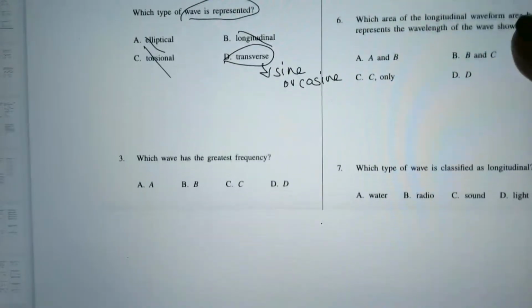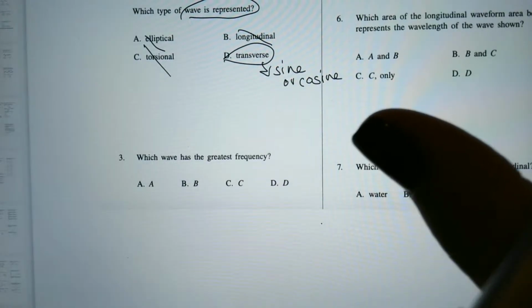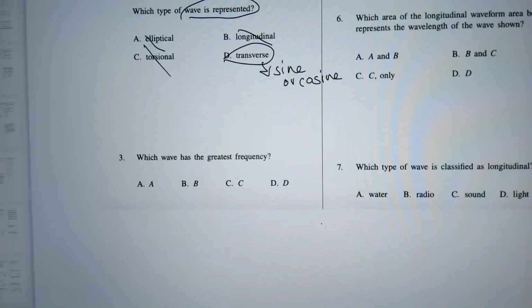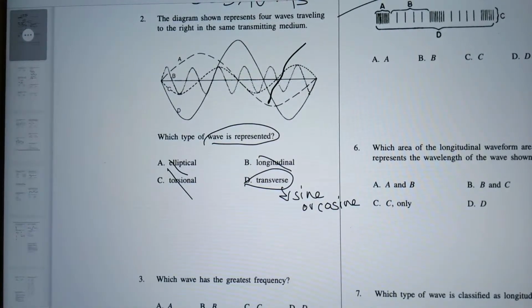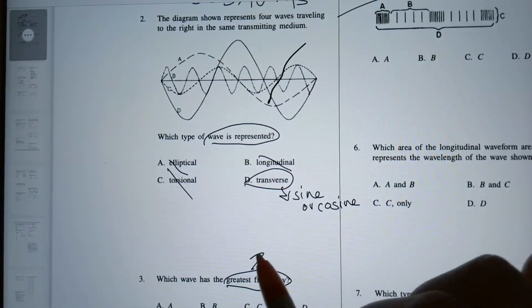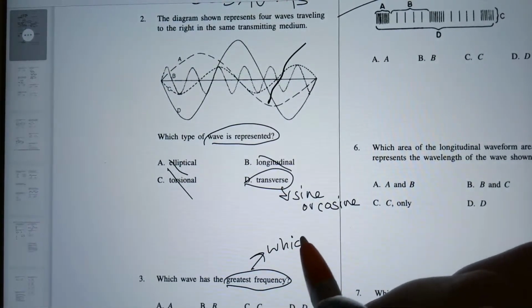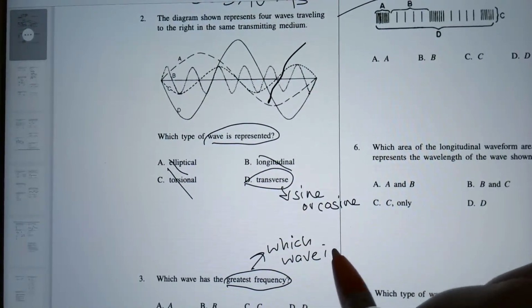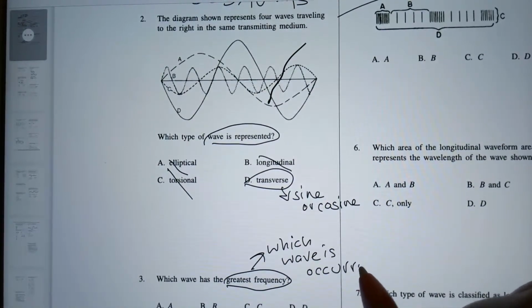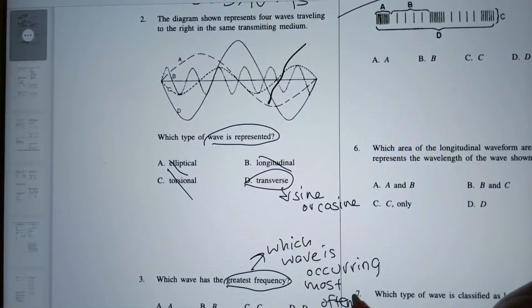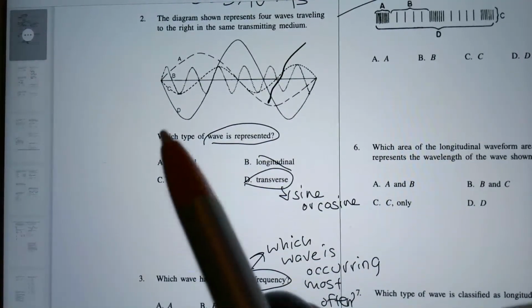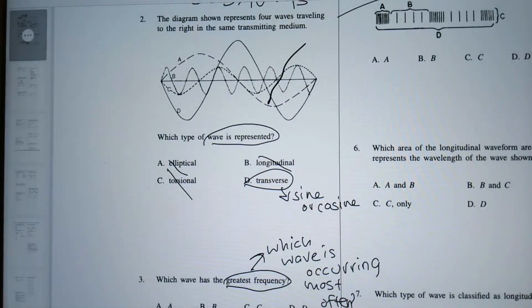Number 3, which wave has the greatest frequency? So keep in mind, frequency just means which one is happening the most often. Which wave is occurring most often in their cycle? So if we look at the diagram above, we're trying to find one of these waves that's going to happen most often.